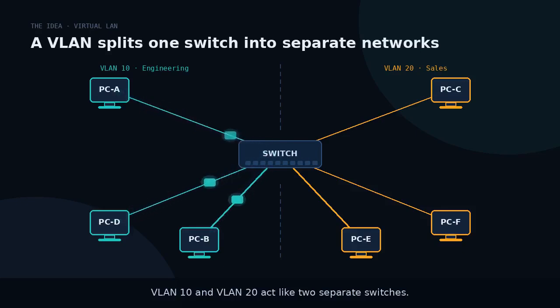VLAN stands for Virtual Local Area Network. It lets you take one physical switch and split it into several logical networks, using software instead of extra cables or boxes. Here we have created two VLANs, VLAN 10, in teal, for engineering, and VLAN 20, in amber, for sales. Now the switch treats them as if they were two completely separate switches. A broadcast from an engineering device only reaches other engineering devices. Sales never even sees it. We have built walls inside the switch, and those walls are just configuration.